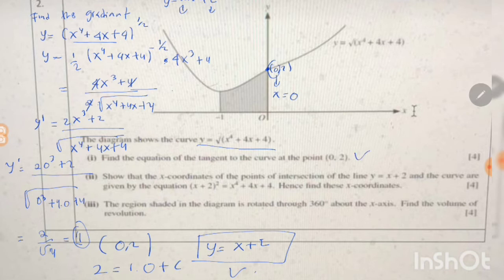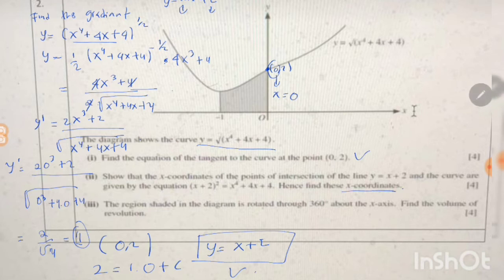And then, so that the x coordinates of the points of intersection of this line y equals x plus 2 and the curve are given by the equation (x plus 2) squared equals x to the power of 4 plus 4x plus 4. This one, we are going to find the coordinate of that. So to find out the coordinate of x, because this is, we find this coordinate of x, right?